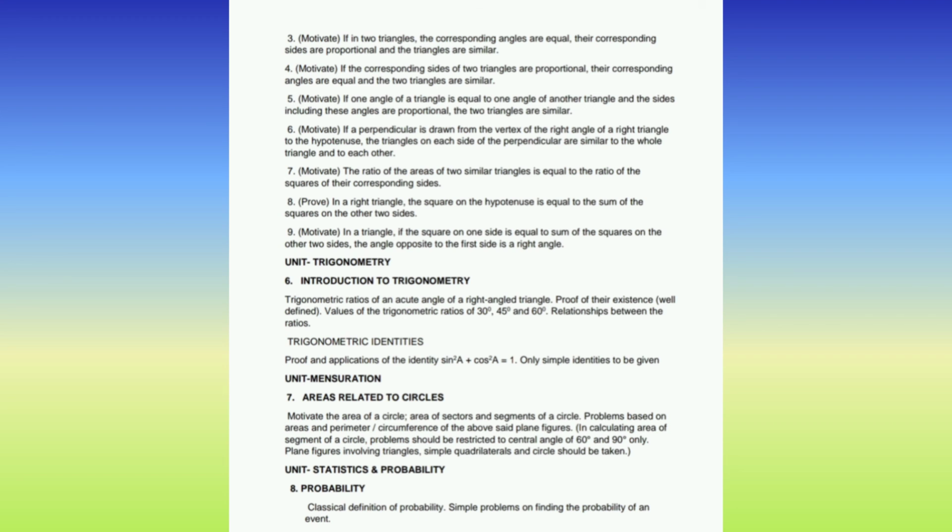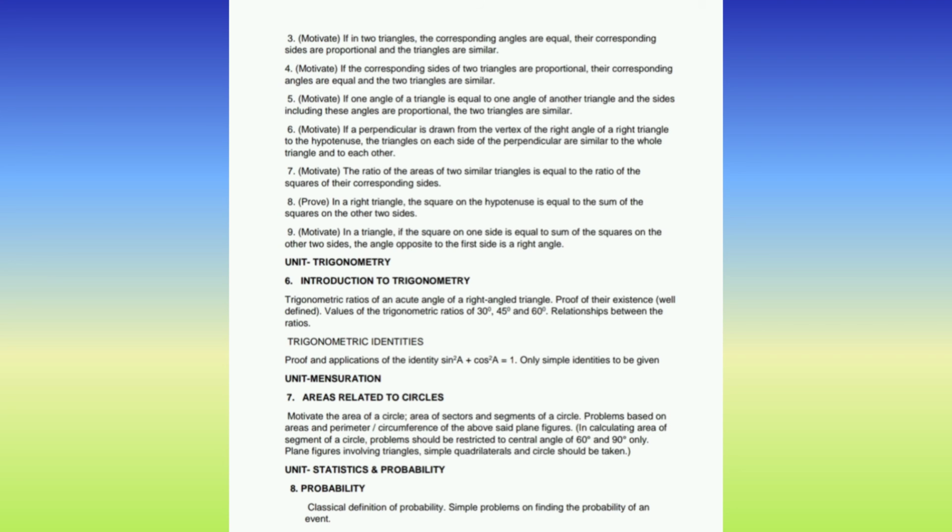Okay, now this is the last topic. This is the probability. The probability, very simple problem. Classical definition of probability. Simple problem on finding the probability of an event. Only finding the probability when the toss will come, when you are getting the toss or playing a card or just like this, or throwing a dice or spinning a wheel, just like this type of question, the probability will come.